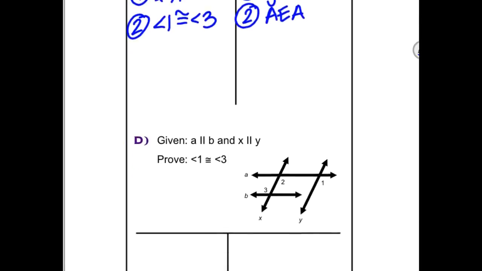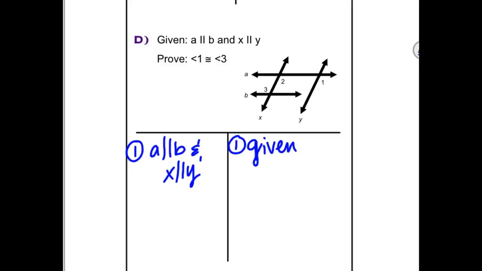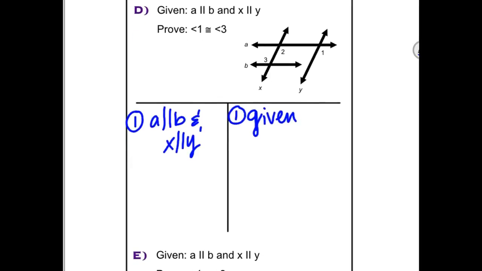Looking at our next one, now we're given that line A is parallel to line B and line X is parallel to line Y. We need to prove that angle 1 is congruent to angle 3. This one's a tad more involved, but only because we have to make some connections.